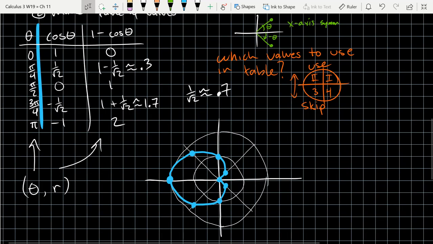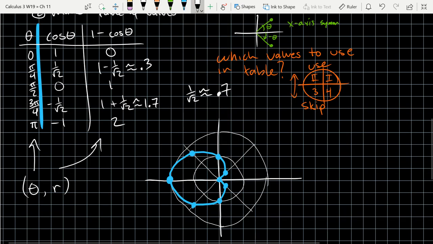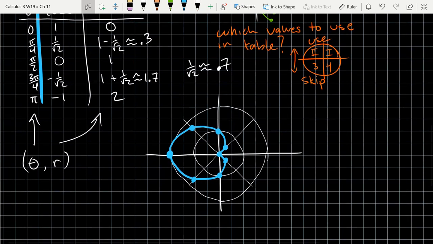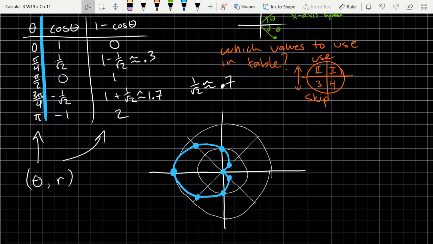So this has a special name. I think it's called a cardioid because it looks sort of like a heart. If you turn your head sideways, kind of looks like a heart. All right, that's how we are going to graph. We did this back in pre-calculus class quite a bit, pre-calculus 2. We spent probably a day and a half or two doing symmetry and graphing.